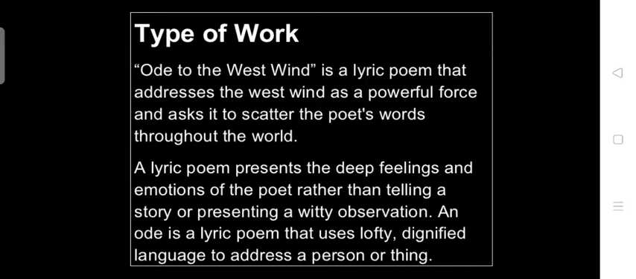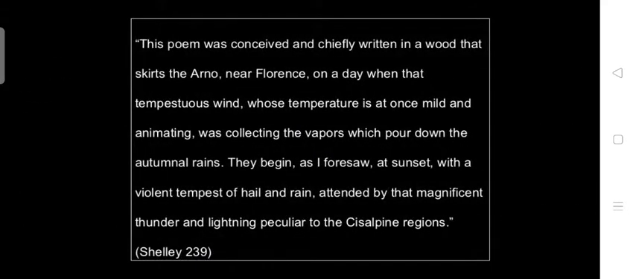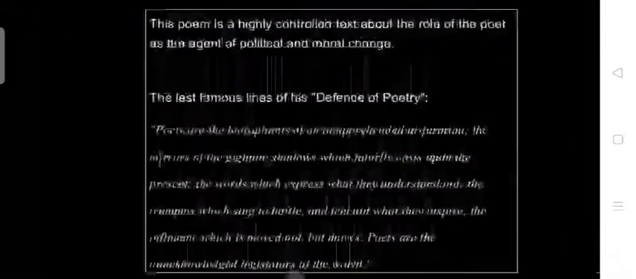Ode to the West Wind is a lyric poem that addresses the west wind as a powerful force and asks it to scatter the poet's words. He is addressing the west wind about its power, and tells that it is about preserve or destroy. There are many things in the poem, and he has also inserted his feelings in the poem. So in the poem we can see what feelings he has explained. Okay, we can get into the poem.